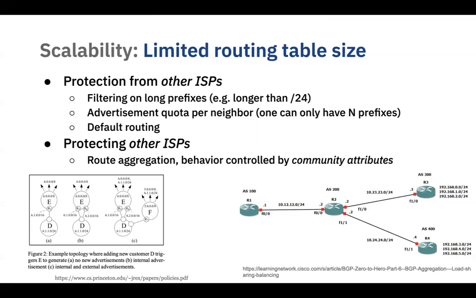Now there's an internal advertisement. And if customer D also subscribes to other ISPs, for example F here, then we will need to think about how we do the internal and external advertisements. So that's more complicated. This is the route aggregation. And the other one we can see on the bottom right is another way we can do route aggregation.